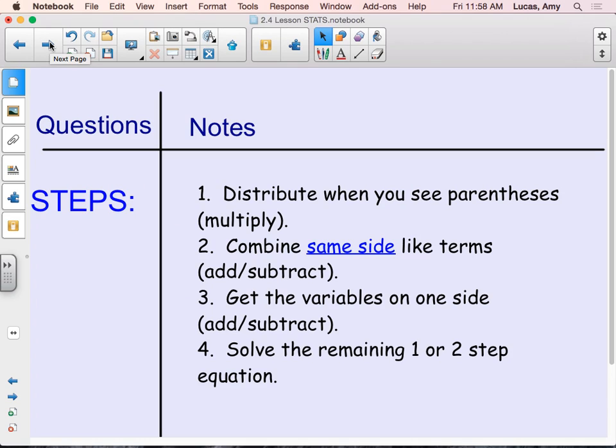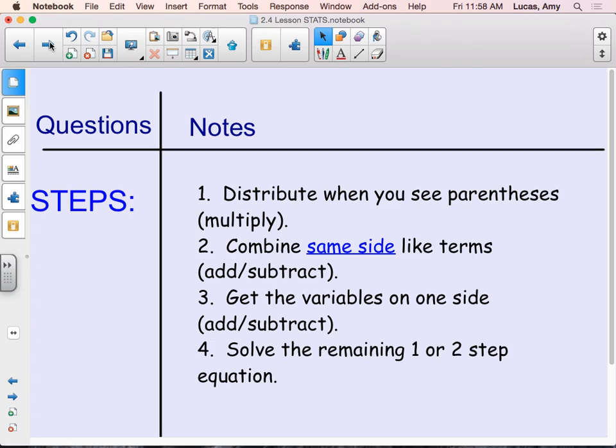Our steps. Step number 1, it is absolutely important for you to distribute when you see parentheses. Multiply and distribute, and do that first. It's kind of like with PEMDAS. With PEMDAS, you start with parentheses. When you see parentheses in an equation, you need to start there.